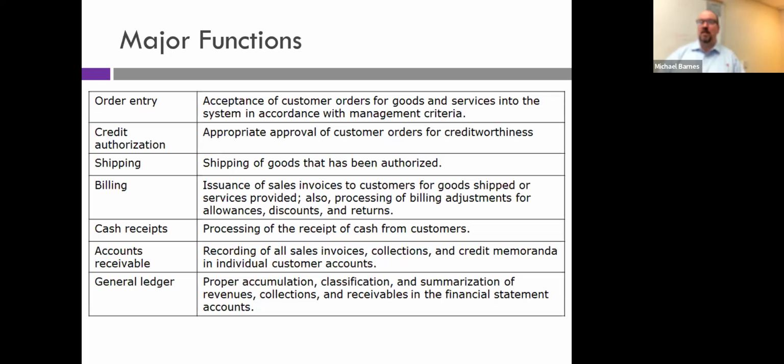So custody of assets. So this is probably a custody function. Okay, cash is a custody function. Then accounts receivable and general ledger.